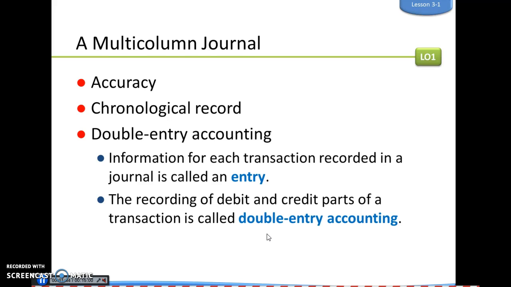Double entry accounting uses this, which is what we're doing here. An entry in the journal is the information for each transaction recorded in the journal. It's called an entry. And double entry accounting is recording of debit and credit parts of a transaction. Okay, we've been doing that. We've been separating everything into debit and credit parts. Now we're going to put it into a journal instead of just breaking it up into a T account.